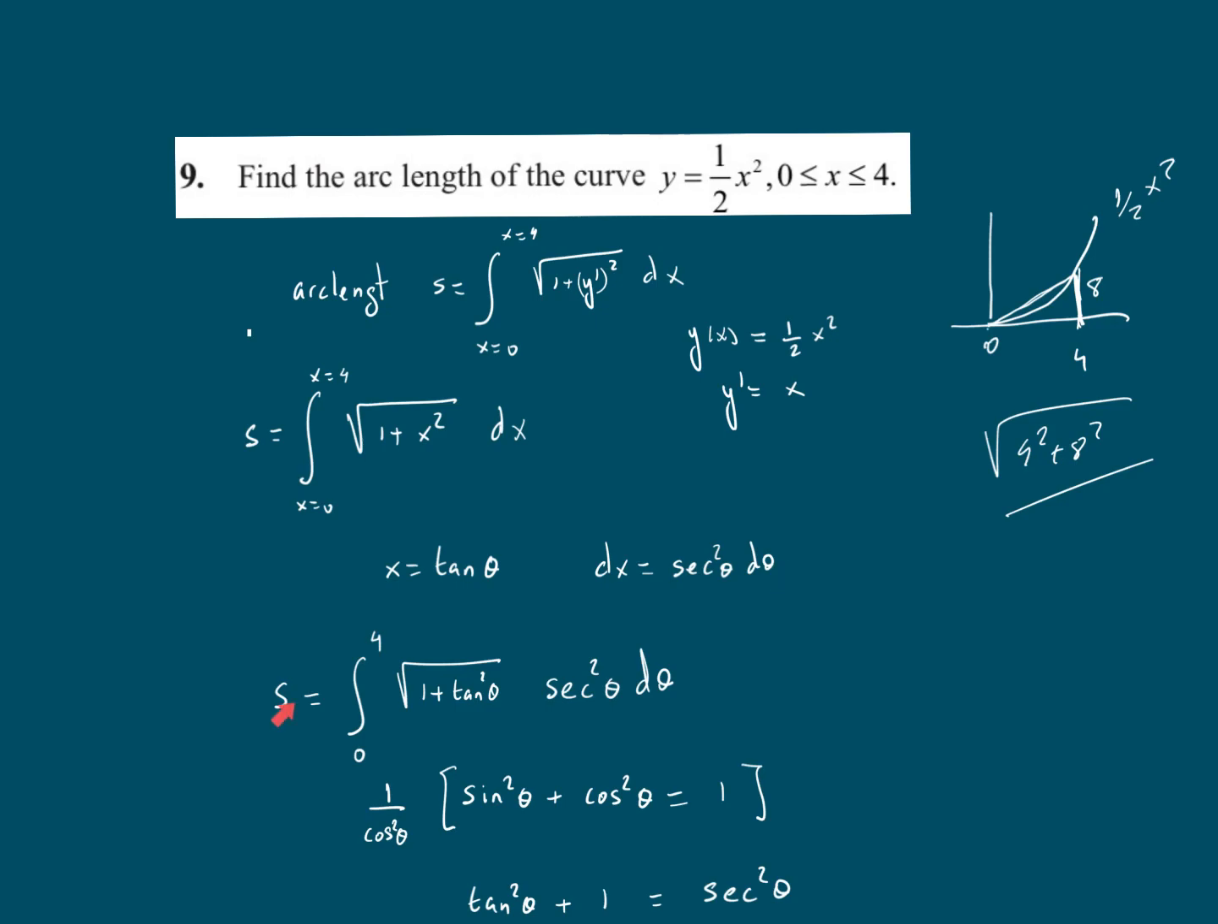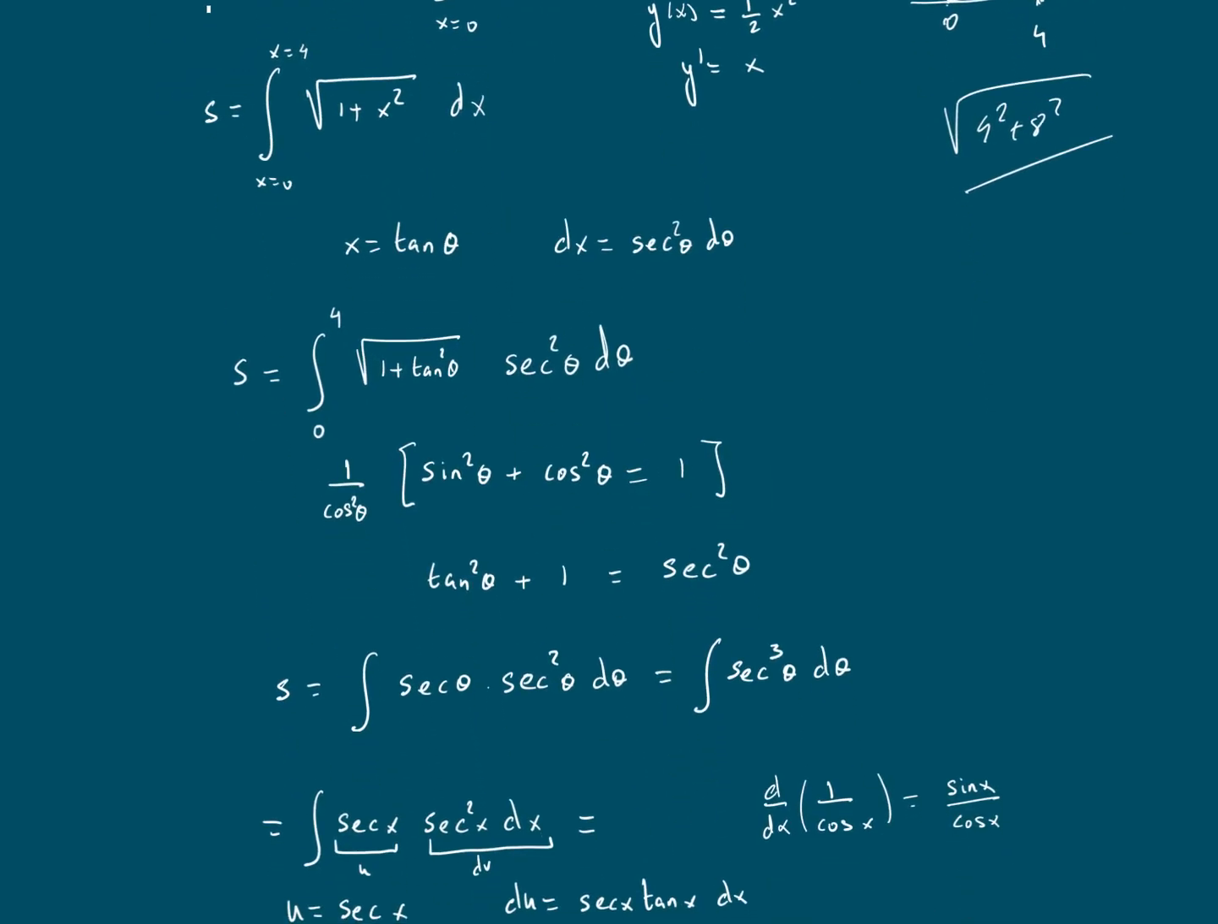So the arc length s from 0 to 4 will be the integral of the square root of 1 plus x squared, which is 1 plus tangent squared of theta, times dx, secant squared of theta d theta. But the square root of 1 plus tangent squared of theta is the square root of secant squared of theta, which is secant theta. So the integral will be secant theta times secant squared of theta d theta. Wow, it will be the integral of secant cubed of theta.